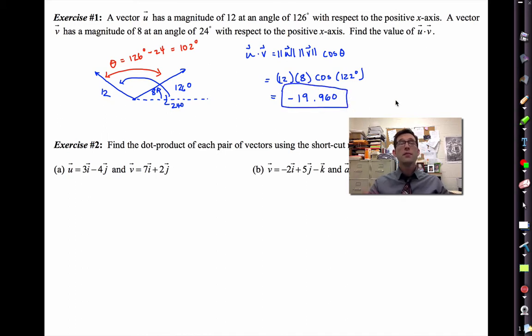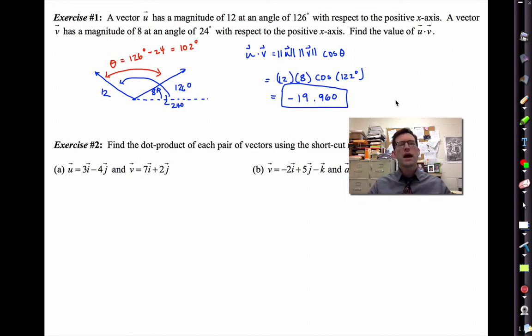Now, let me be very clear. That number, negative 19.960, shouldn't really mean anything to you. It does have a meaning, but it shouldn't mean anything to you right now. The only thing I really want you to get out of this is, number one, a little work with the formula, and number two, the fact that because those two vectors were obtuse with respect to each other, their dot product turned out to be negative. That's it.